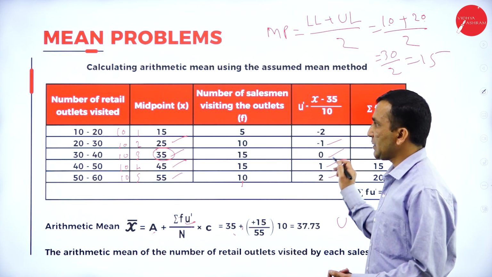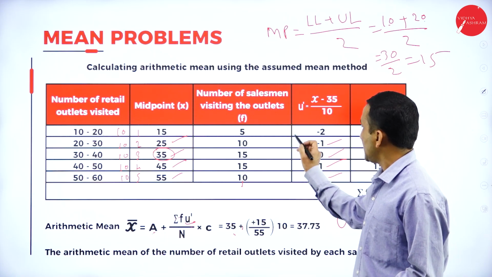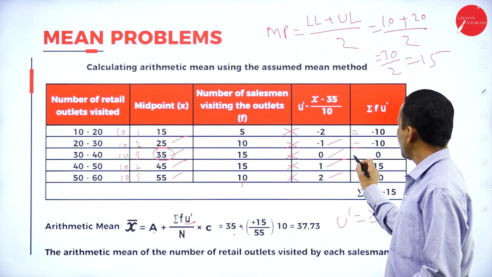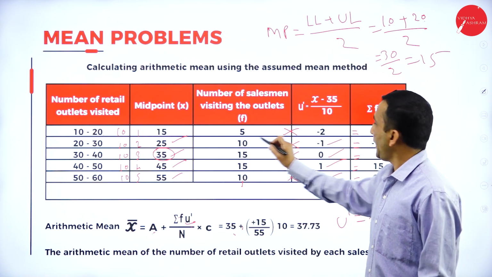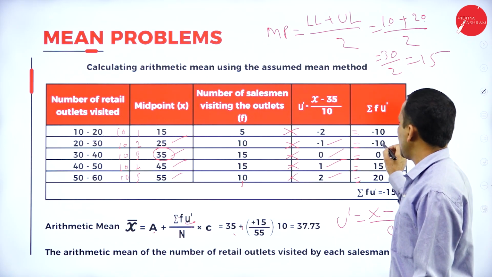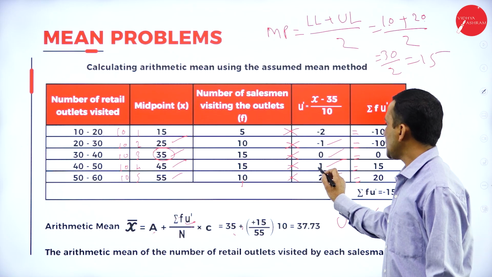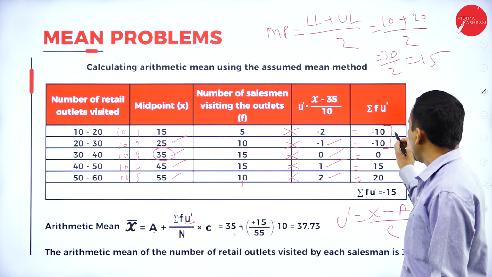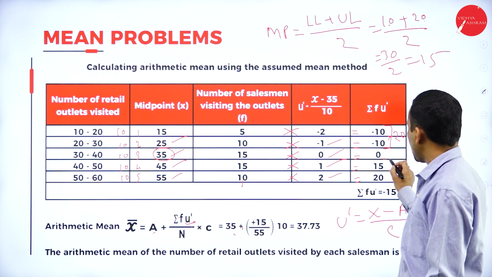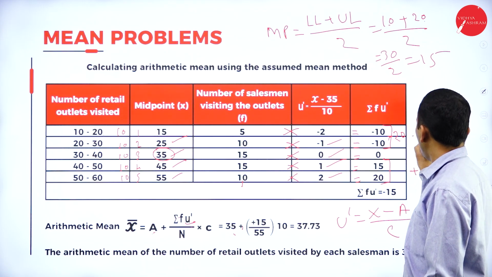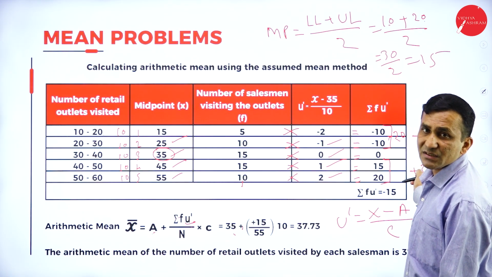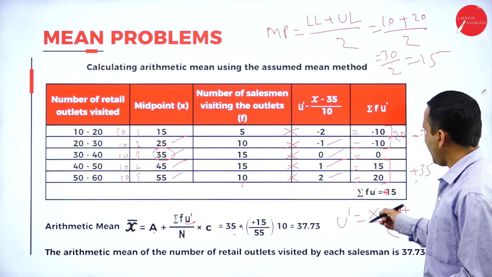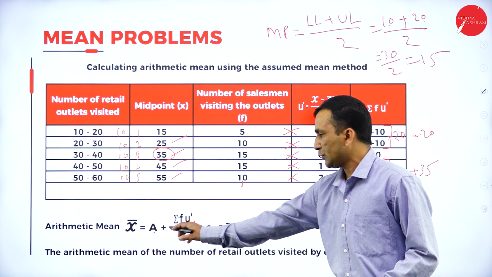Once I get the u dash, according to the formula I multiply with the frequency. Minus 2 into 5 is minus 10, minus 1 into 10 is minus 10, 0 into 15 is 0, plus 1 into 15 is plus 15, 2 into 10 I am getting 20. Now the total of the plus category, I am getting plus 35, and the minus category I am getting minus 20. The plus sign is more, so 35 minus 20, if I subtract, I will get plus 15.